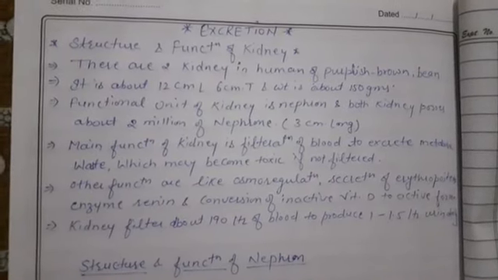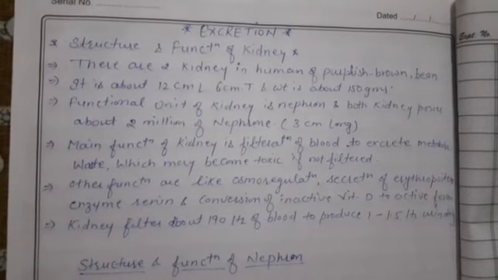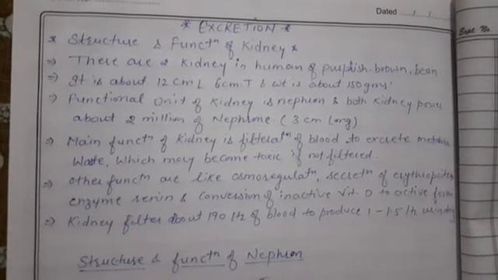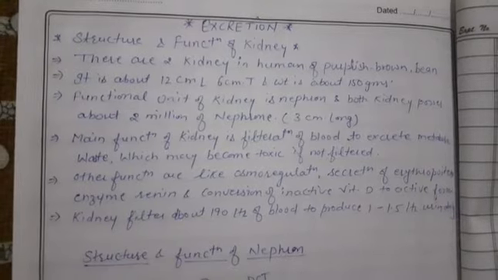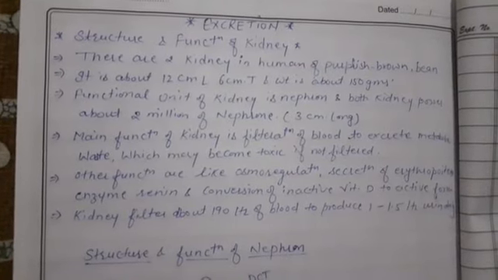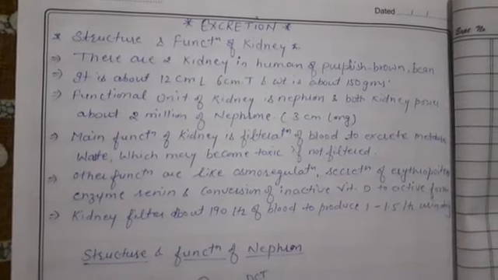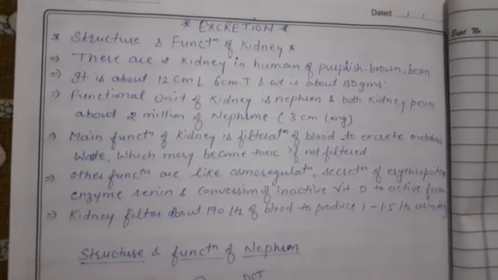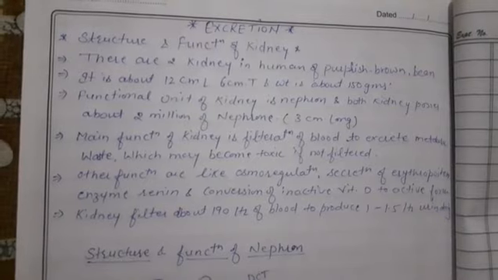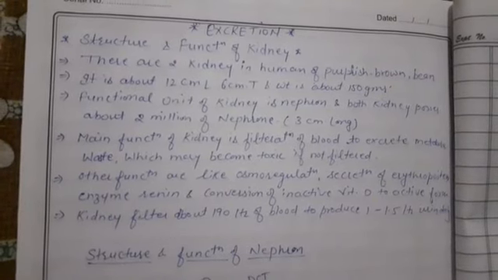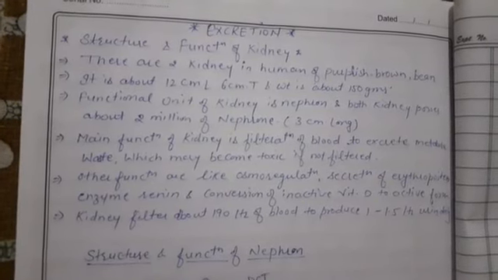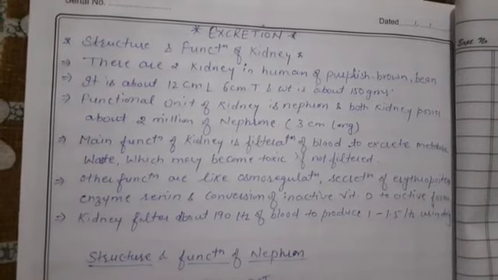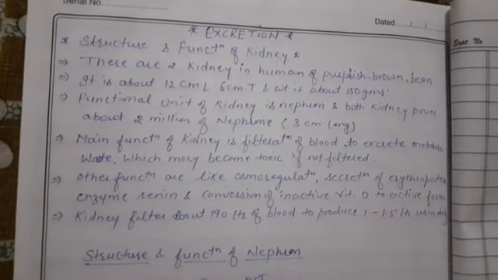The very first part is the structure of the kidney and the functions of the kidney. Basically we have two kidneys in humans, which are purplish brown in color and bean shaped. अगर हम इसकी डायमेंशन की बात करते हैं तो 12 सेंटीमीटर लेंथ, 6 सेंटीमीटर थिकनेस, और वेट की अगर हम बात करते हैं तो एक किडनी का जो वेट है वो लगभग 150 ग्राम्स होता है.